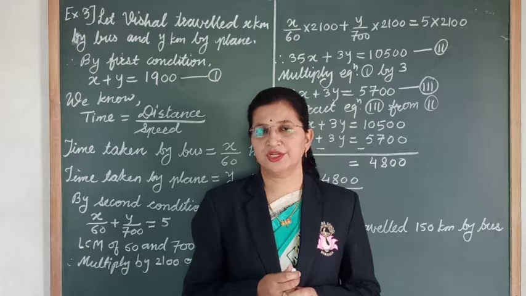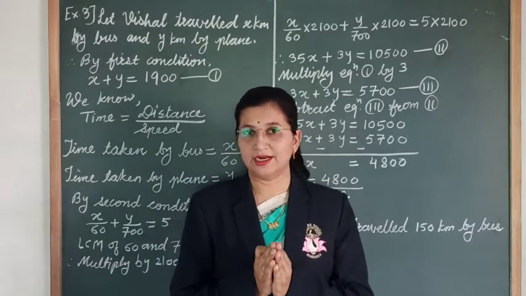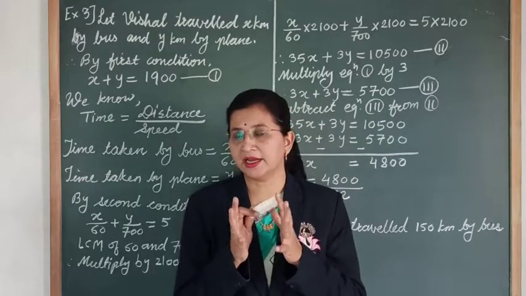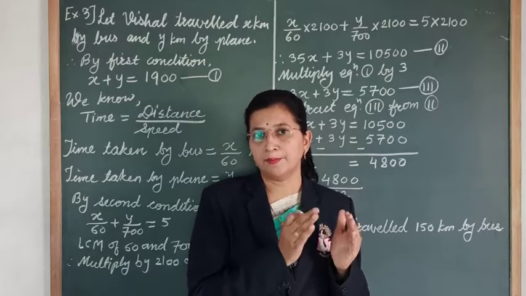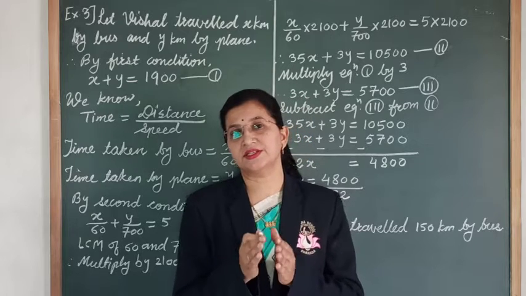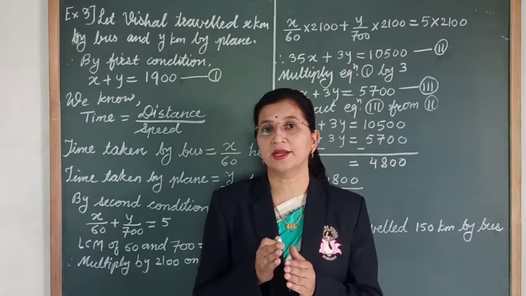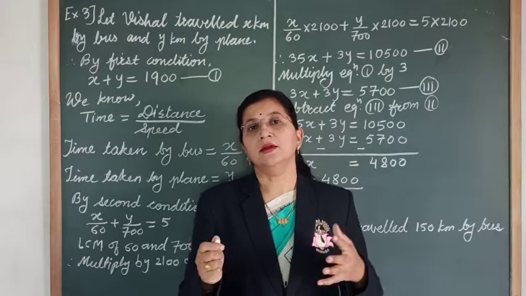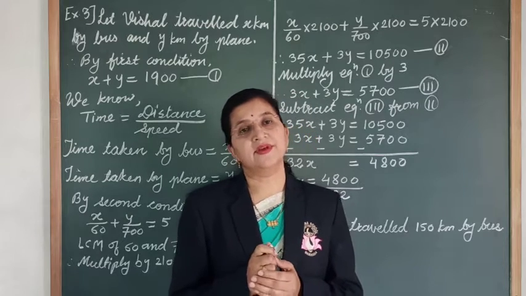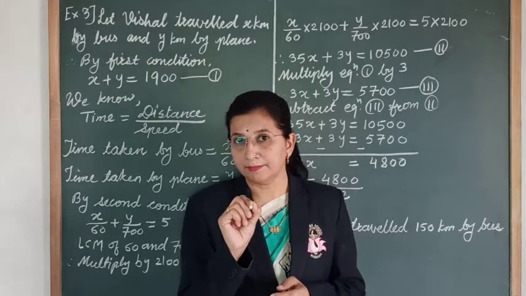Dear students, in this question, we are given the total distance covered by Vishal, that is 1900 km. But this distance is covered by him by two vehicles, that is bus and plane. The speed of the bus is given as 60 km per hour, while for the plane the speed is 700 km per hour. And to complete this distance, he requires 5 hours. Then we are asked to find out the distance covered by Vishal by the bus.